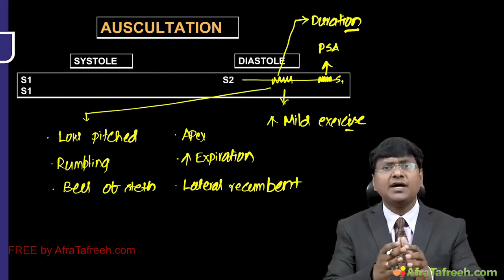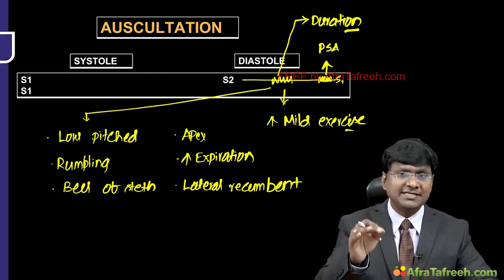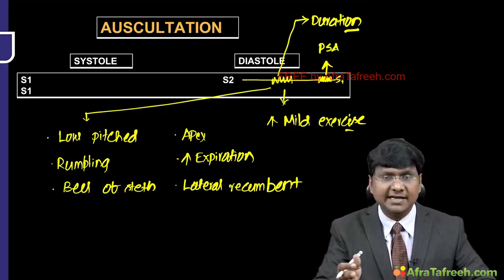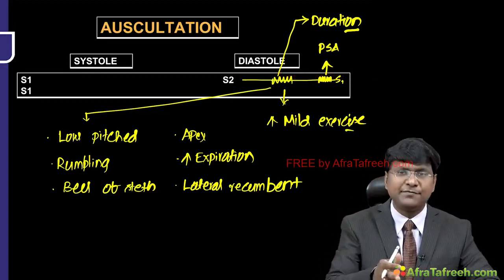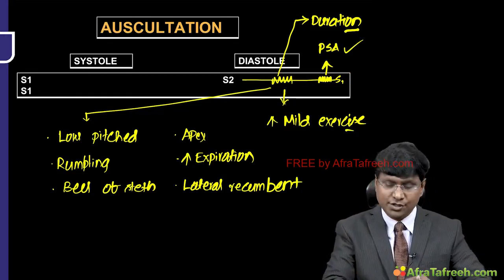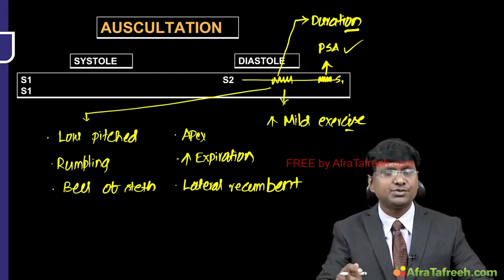So, because of stronger left atrial contraction, you will hear an additional sound, and that is what is called pre-systolic accentuation. It occurs in the later part of the diastole, just before the systole. That is the reason why it is called pre-systolic accentuation. So, this is about the auscultation in patients with mitral stenosis.